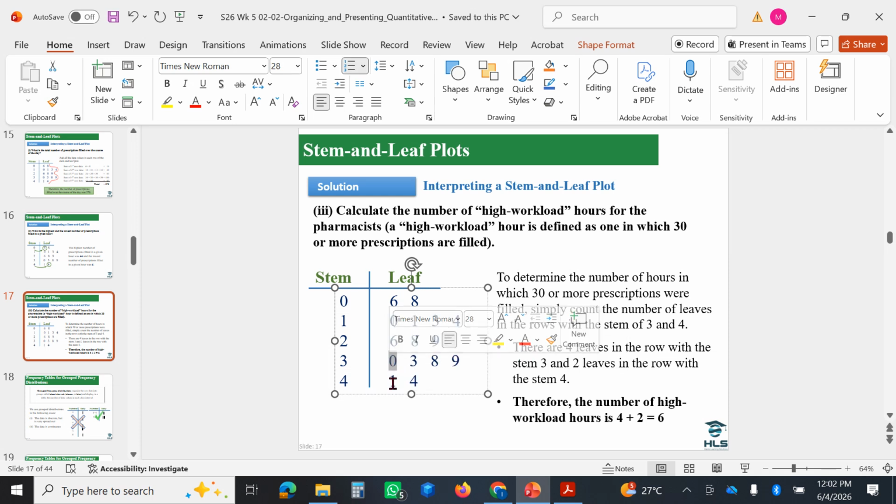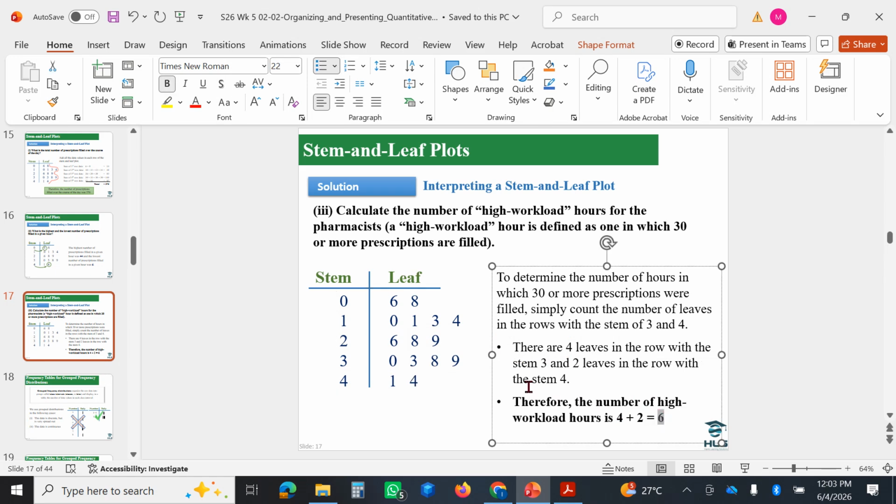During this hour, we sold 30. During this hour, we sold 33 prescriptions, 38, 39, 41, and 44. So 4 plus 2 is 6 hours. Just letting the data talk. That's all we're doing.